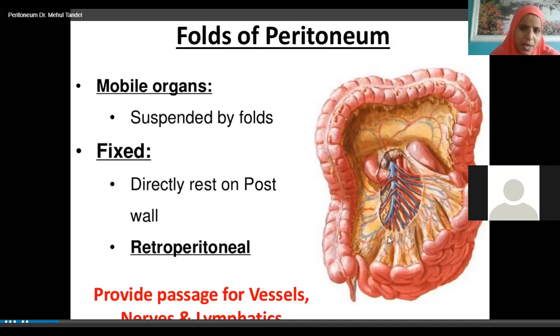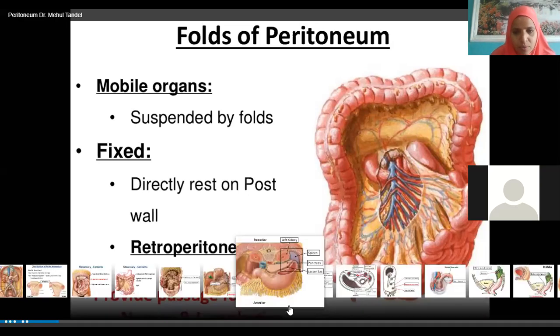Now if you observe this mesentery, can you find the distribution of blood vessels within the mesentery? What may be the name of the blood vessel which is supplying the midgut? Superior mesenteric artery. Very good, superior mesenteric artery. Okay, so we will continue. Whatever points are not covered, I am going to elaborate on that.